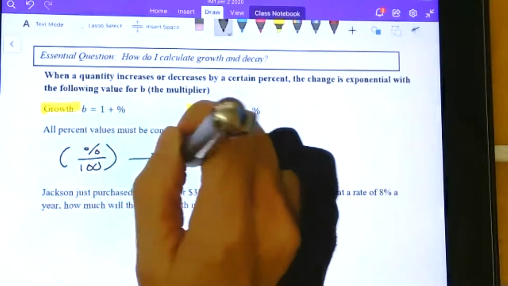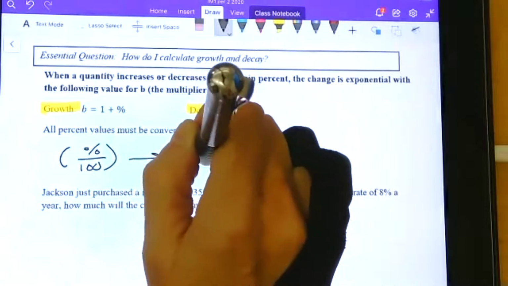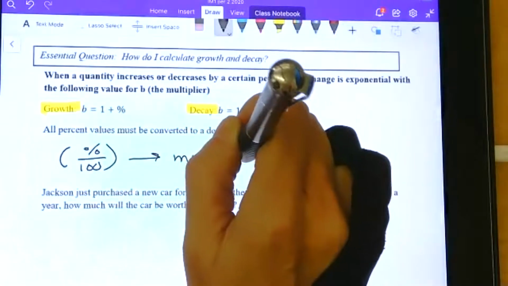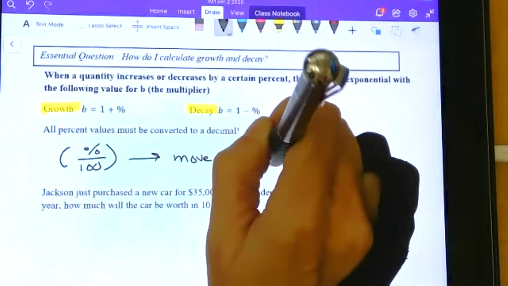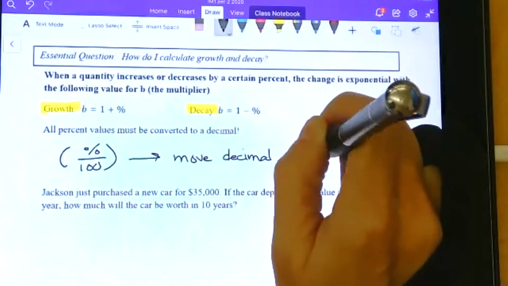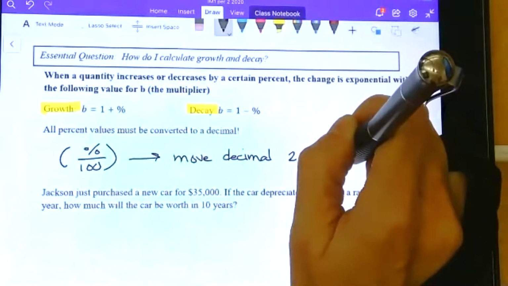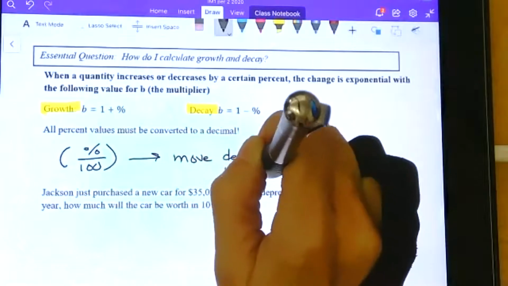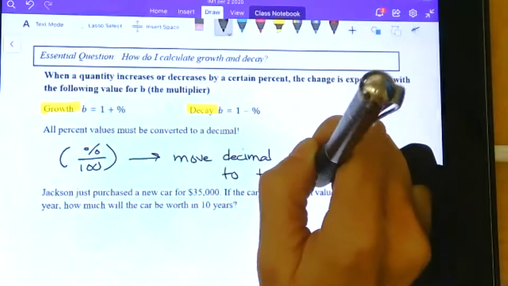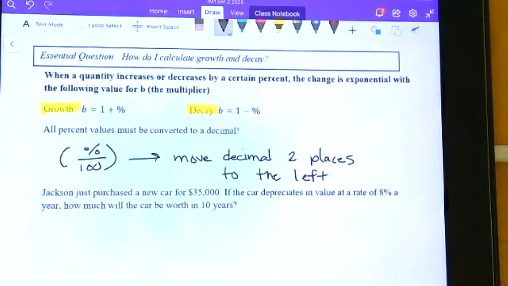That's the same thing as moving the decimal 2 places to the left. So if you don't want to hit divide by 100 in your calculator, in your mind, you can just move the decimal 2 places to the left.